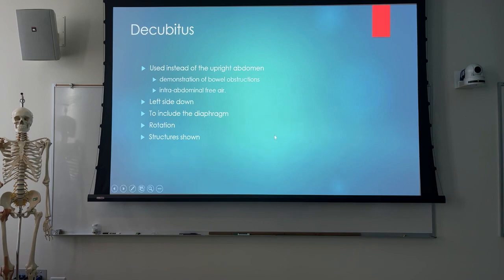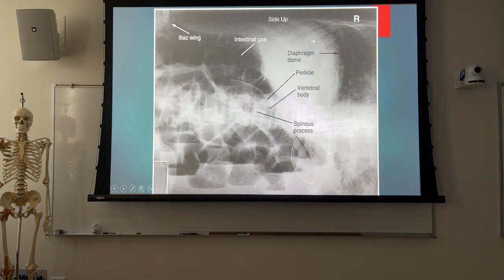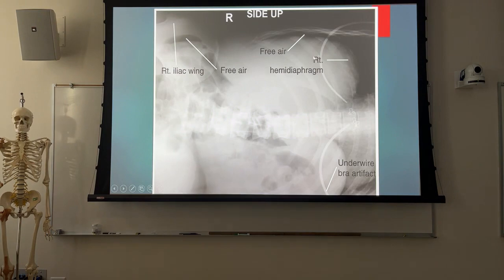I'm pretty sure 15. So this is what we're looking at. The spinous processes are in the middle of the spine. We don't really see any kind of rotation there. So air fluid levels, just like an upright, free air under the diaphragm, which is shown, I think, on the next one right here.